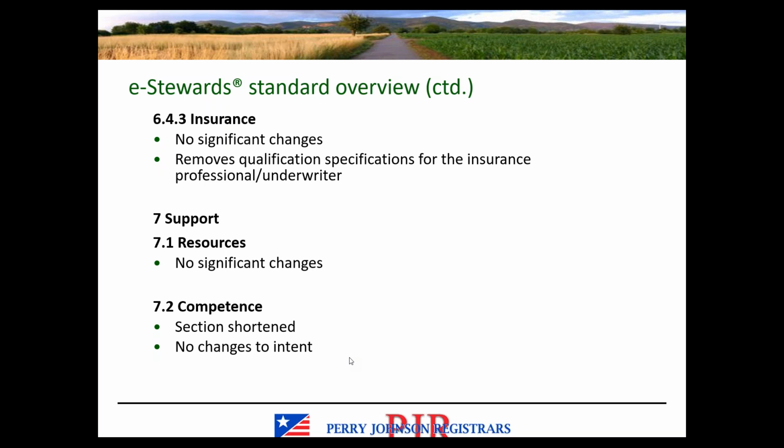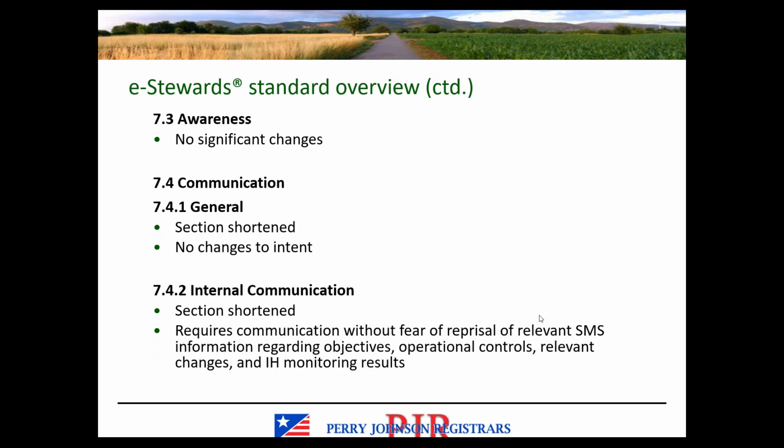6.4.3 covers insurance. No significant changes here beyond the removal of the qualification specifications for the insurance professional or underwriter. We also see no significant changes in 7.1 or 7.2 regarding resources and competence, respectively. We can say the same for 7.3 awareness and 7.4.1 general under communication, so we'll go ahead and skip those. Internal communication 7.4.2 is shorter without 14,001.